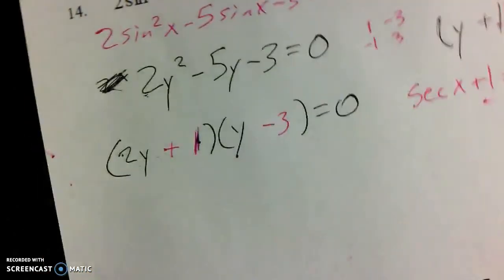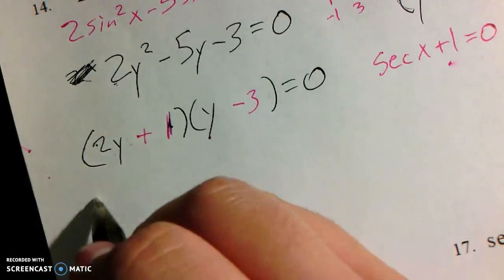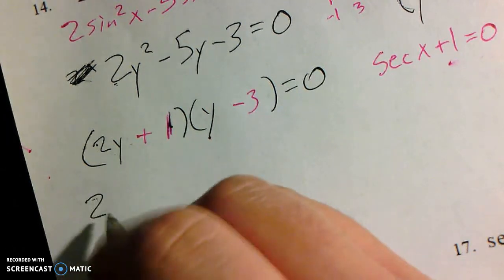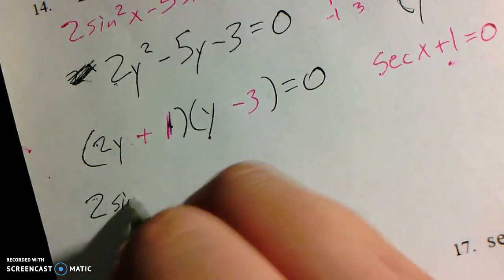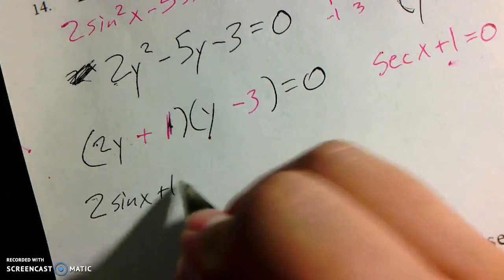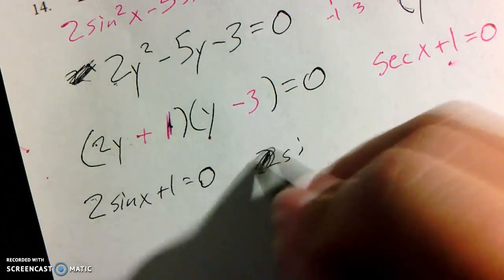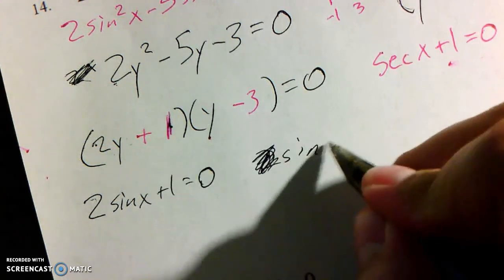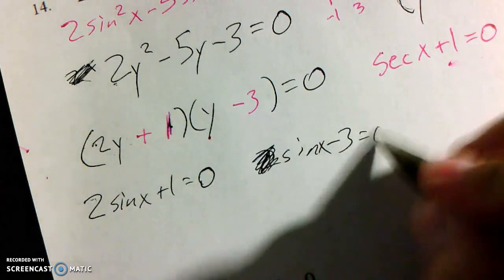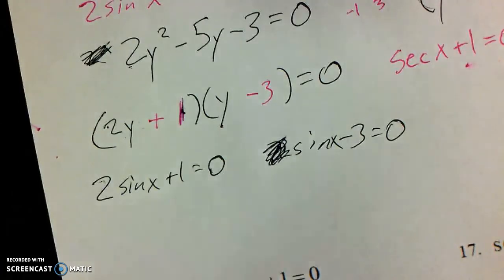So let's write down each of these equal to 0. And let's translate it. So 2 sine x plus 1 equals 0. Sorry, not 2. That was just sine x minus 3 equals 0. And you're going to solve those.